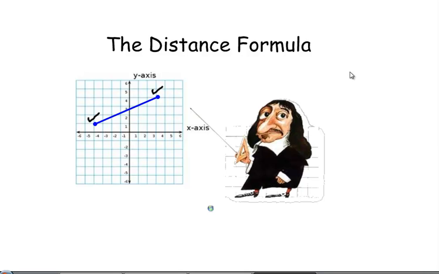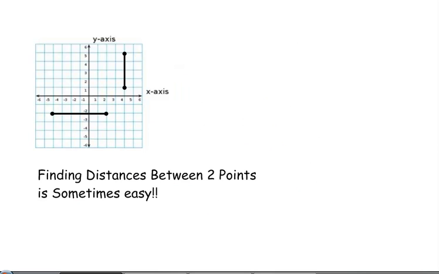When we use the distance formula, we would like to be able to find the distance between any 2 points in the coordinate plane. If the 2 points form a line or a segment that is actually a vertical line, such as this one right here, or a horizontal line, such as this one right here, finding the distance between those 2 points is not very difficult. We can usually just count or do a simple subtraction to find out what the distances are.